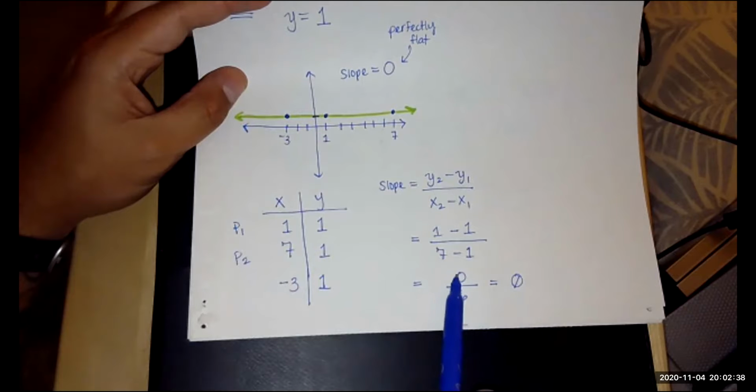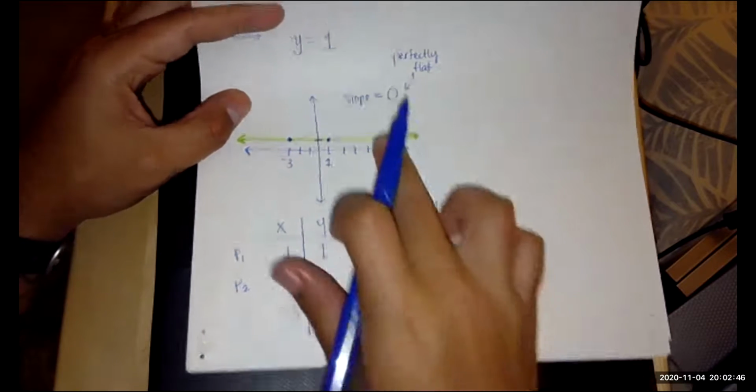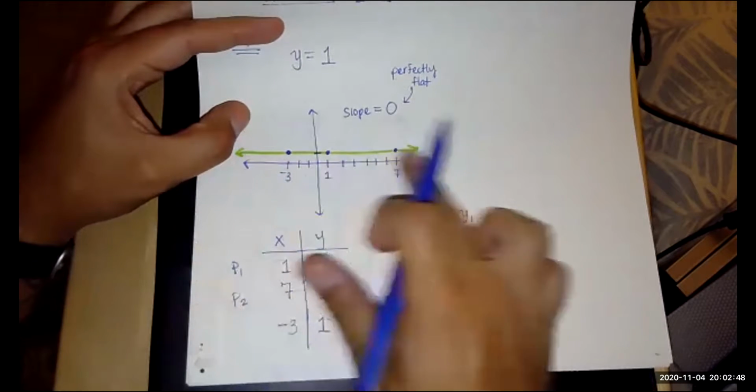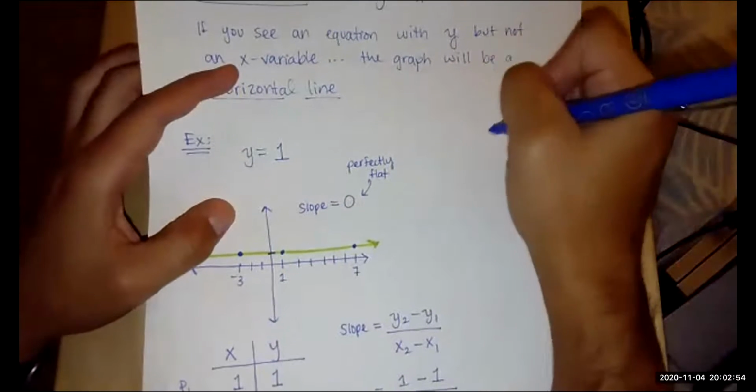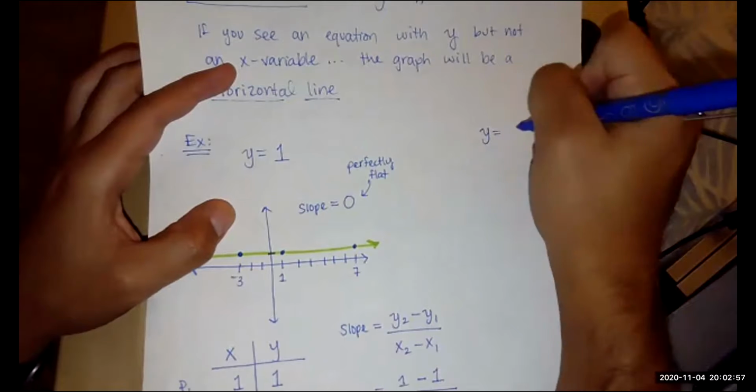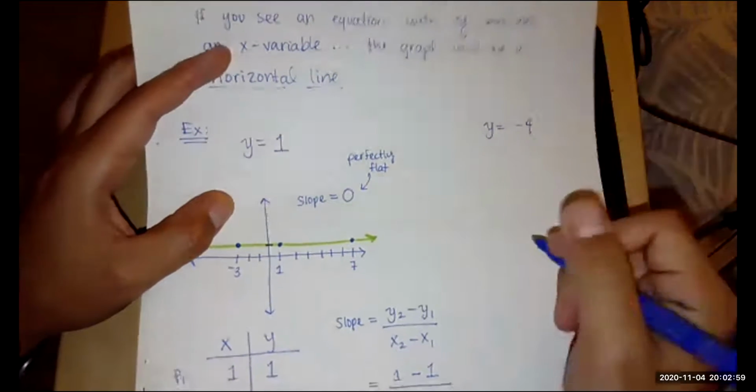So remember, you can have 0 on the top of the fraction and you'll get 0, but you can't have 0 at the bottom. Otherwise, you'll get undefined. But this is why the slope of a perfectly horizontal line is always 0. Okay. Another example of a line like this would be something like y is equal to negative 4.